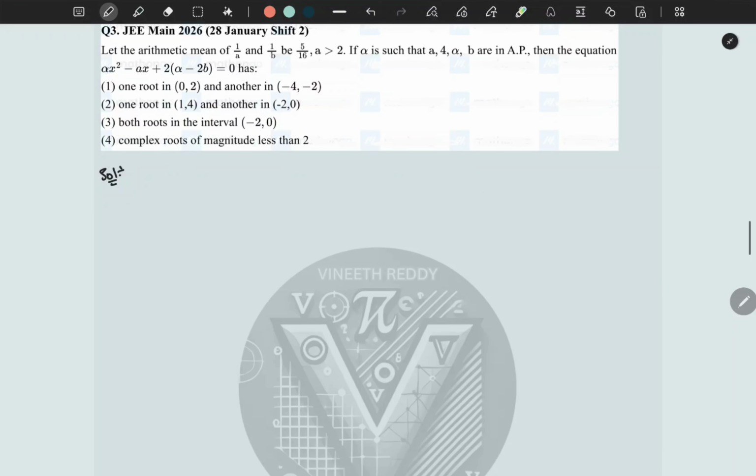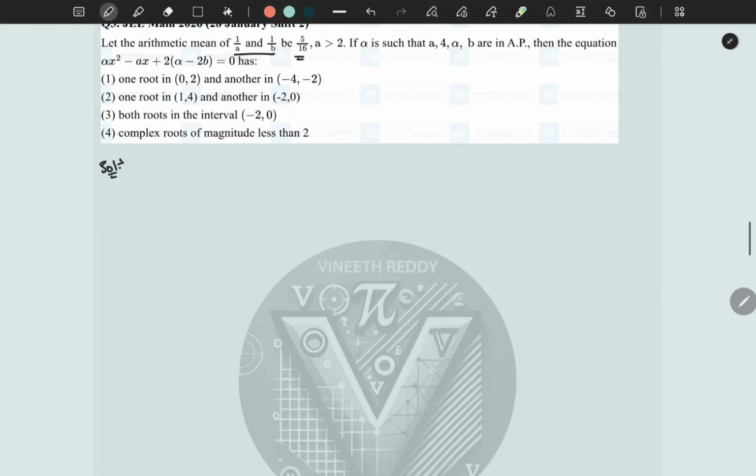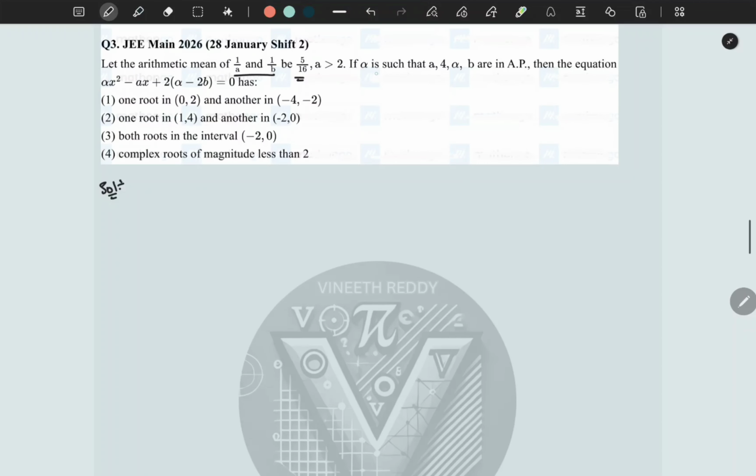Okay, the question is: let the arithmetic mean of 1/a and 1/b be 5/16, where a is greater than 2. Alpha is such that a, 4, alpha, b are in AP. Then the equation has... okay, fine. So there are three variables here: a, b and alpha. These are in AP, right? And the quadratic equation is in terms of a, alpha and b, right?